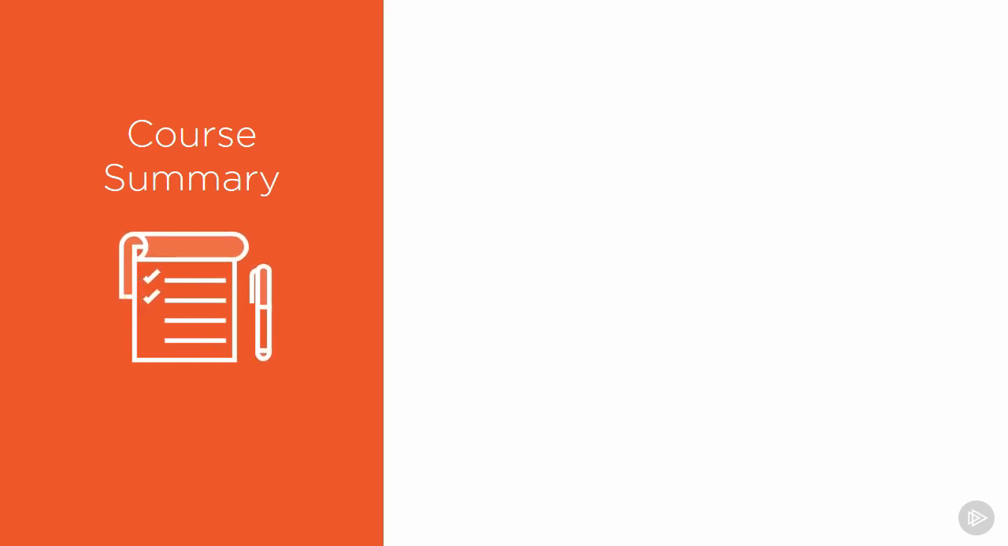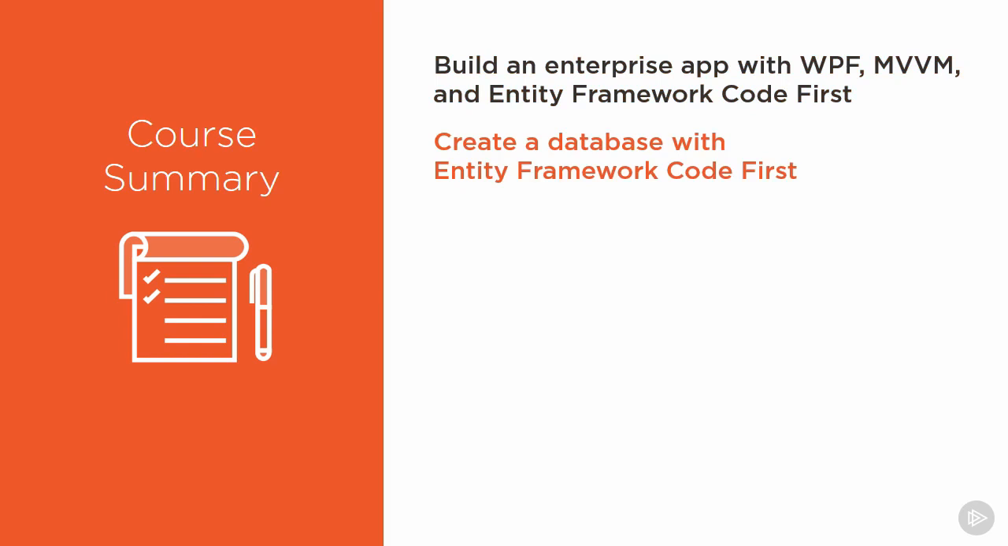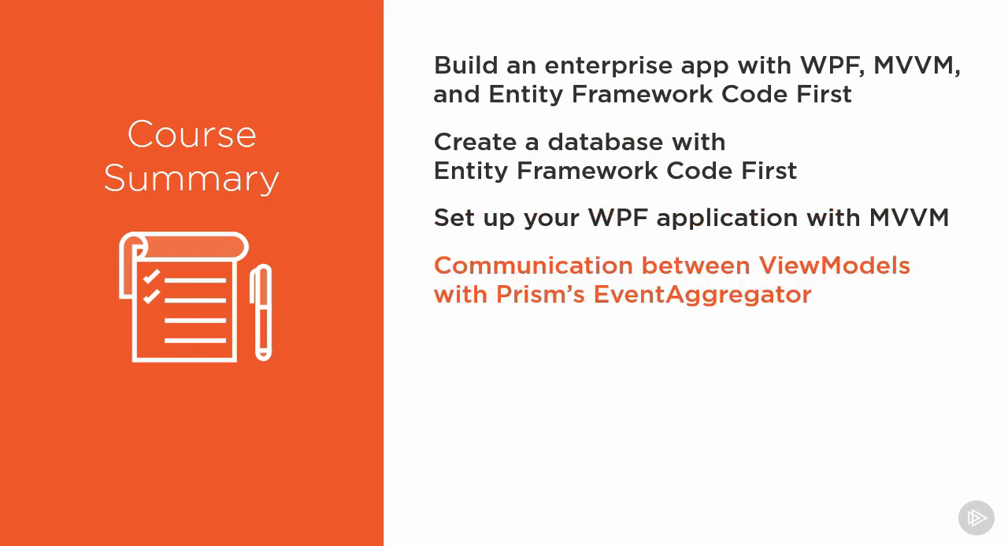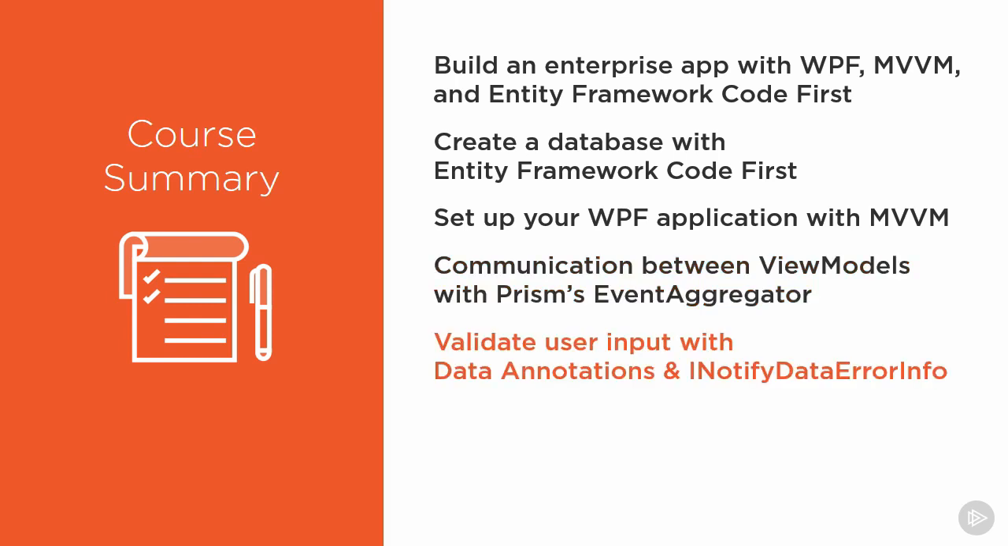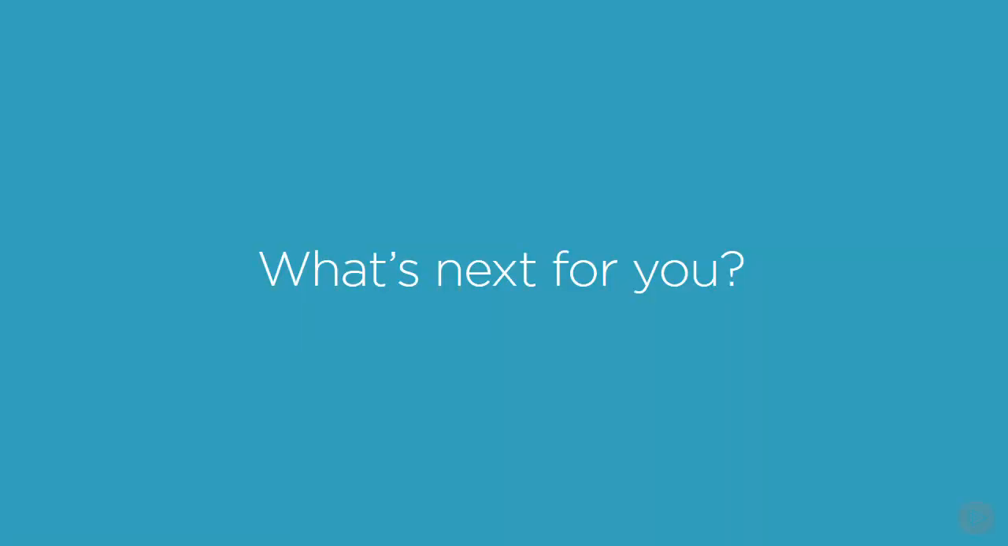Congratulations! You have finished this course and you know how to build an enterprise app with WPF, MVVM and Entity Framework Code First. You learned in this course how to create a database with Entity Framework Code First, you have set up your WPF application with MVVM, you have implemented communication between view models with Prism's event aggregator, you know how to validate user input with data annotations and INotifyDataErrorInfo, you know how to use Autofac for dependency injection, and you learned how to use the MahApps Metro UI toolkit to style the Friend Organizer application. So now what's next for you?